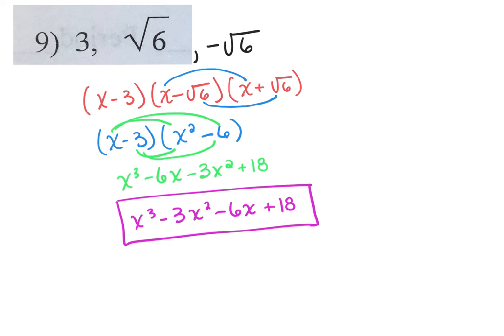Degree of 3, that makes sense because I have 1, 2, 3 zeros. So I should end up with a degree of 3 there as well.